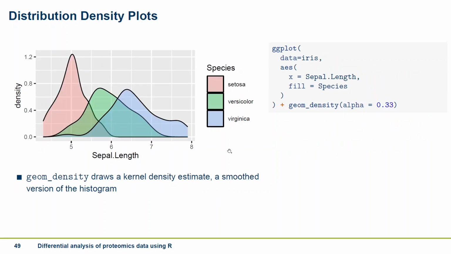As an alternative to histogram, you can also calculate density plots, for example with geom_density, which then draws a kernel density estimate, so basically a smoothed version of the histogram. I use it here again, just defining an x value and a fill value for the color, which then splits it up into 3 species here, and then reduce the alpha value a bit so I can see exactly where the distribution is for all of the 3 species.